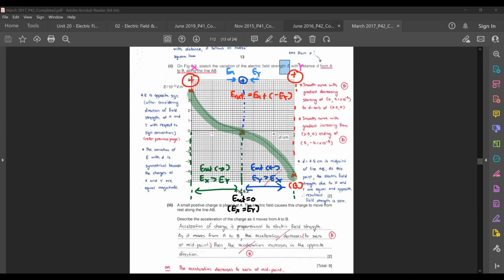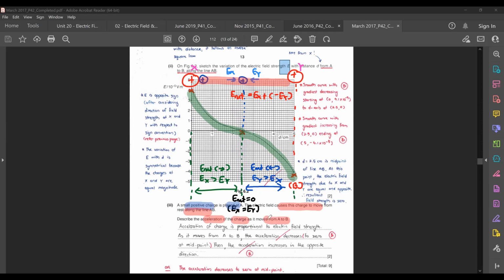So now the question is really just asking you, you have a small positive test charge placed at A. You place your small positive test charge here now. The electric field strength causes this charge to move from rest along line AB, along this line here. All right. So describe the acceleration of the charge as it moves from A to B.